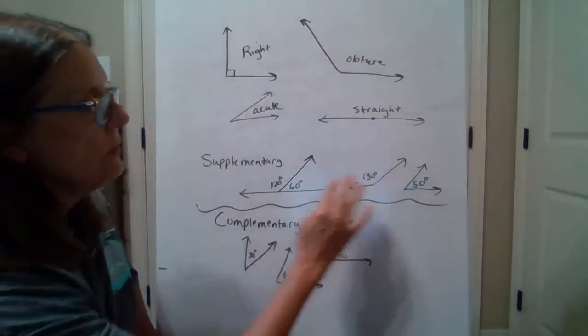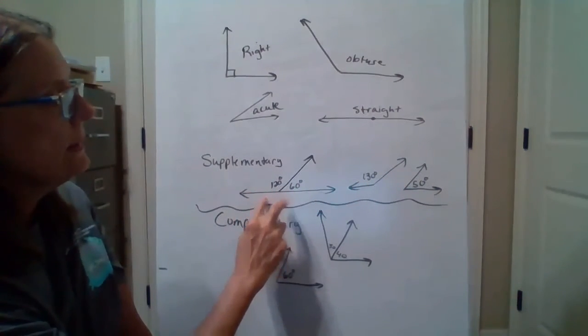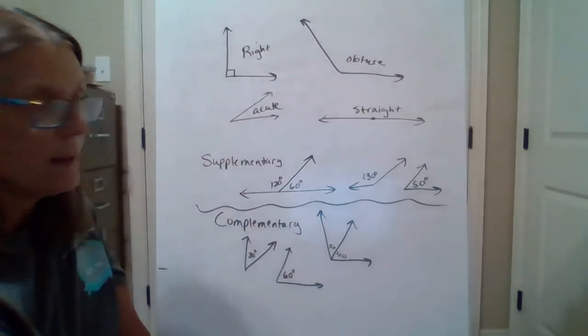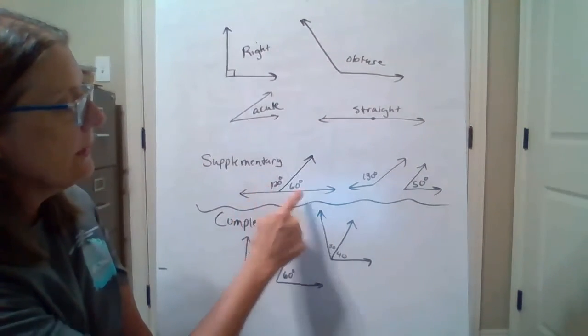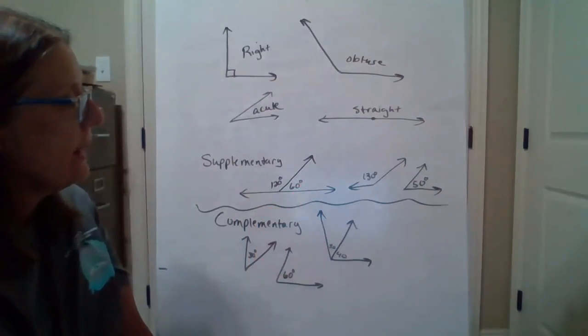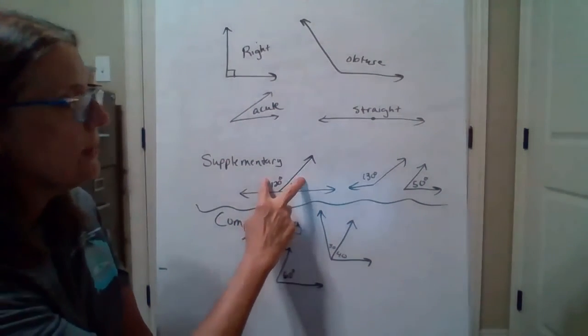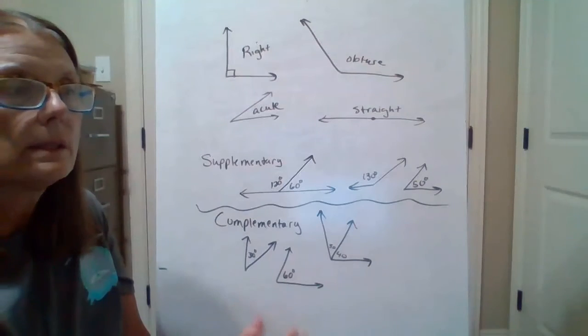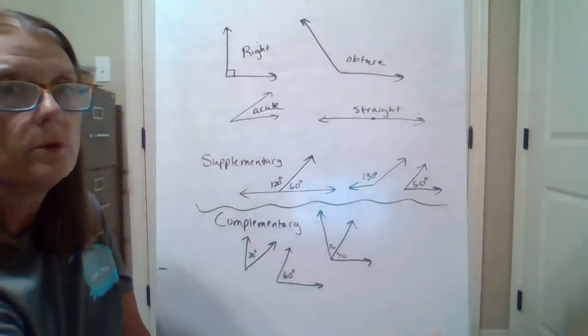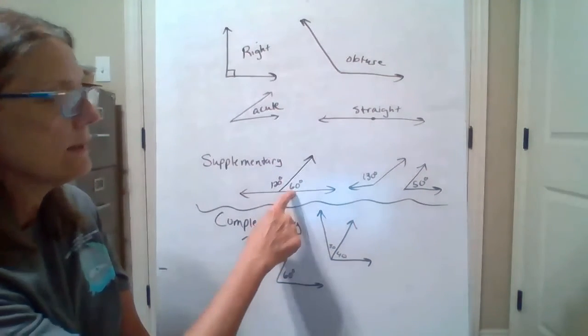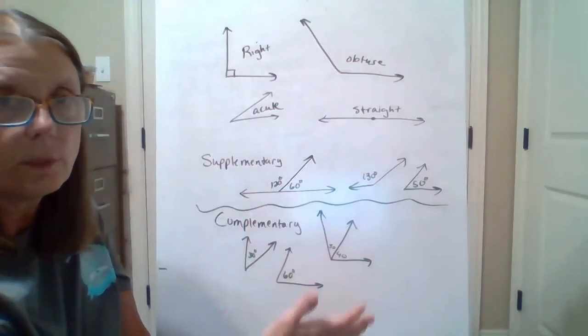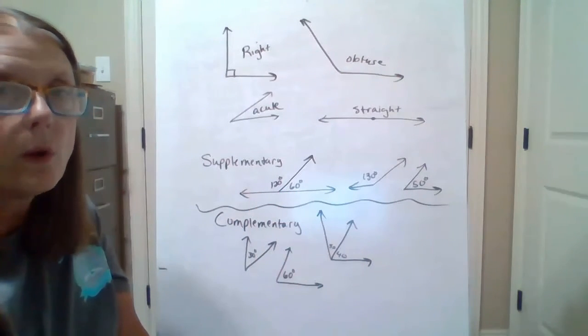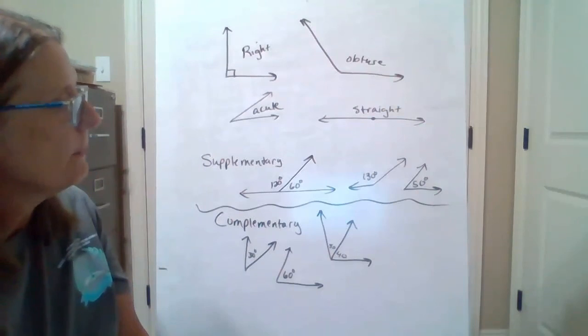So I've given you 2 situations here. This one is an adjacent example. I've got a 120 and a 60 degree that add up to 180. So these 2 angles would be supplementary. They may say, what is the supplement of a 120 degree angle? You would say a 60 degree. So when you see the word supplementary or supplement, you know they're wanting things that add up to 180.